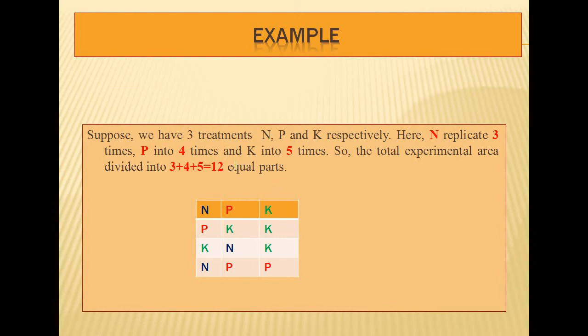So we have to allocate treatment P out of these 9 equal parts. The treatment P is replicated 4 times. So the treatment P is allocated here, here, here and here. So we have only 5 equal parts left. So the treatment K is allocated to the remaining 5 plots.